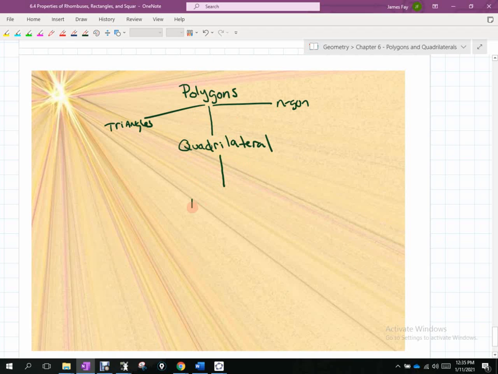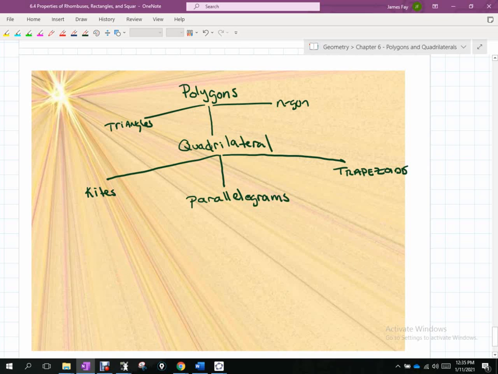The number one category we're interested in right now are parallelograms. Eventually, something that will branch off of quadrilaterals will be trapezoids. And another one would be kites. And if it's not any of those three things, then it's just a general quadrilateral. Just a four-sided figure that doesn't have any of those features. Okay?